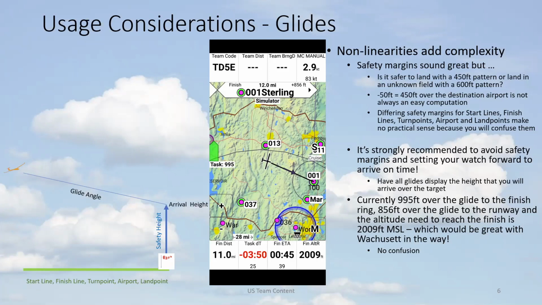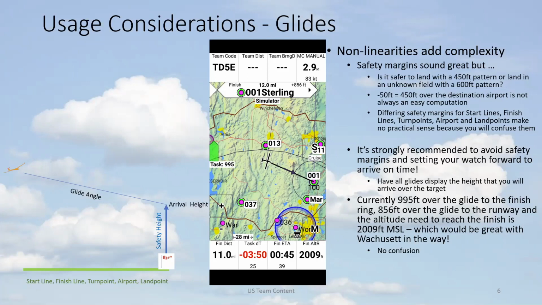And usually for the start line, you need to be below it. For the finish line, you need to be above it. For the turn points, that's just a reference to how high you're going to be above it. It may make sense if it's a mountain turn point to know exactly how high you're going to be above the ground. Airports and land points are things where you're going to be gliding to them from some distance, and quite often it makes sense to get there above the ground, not to get there at 10 feet.